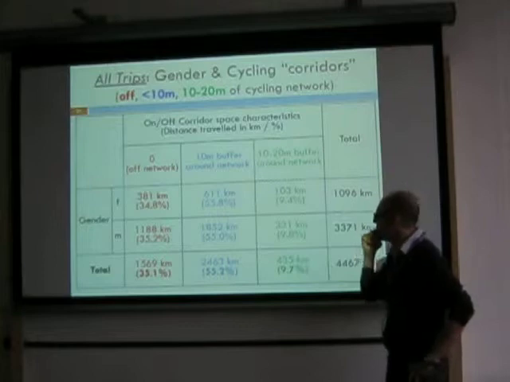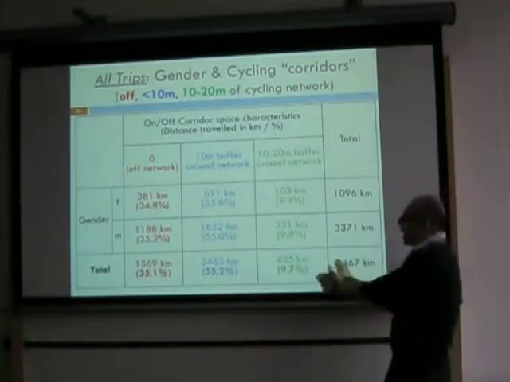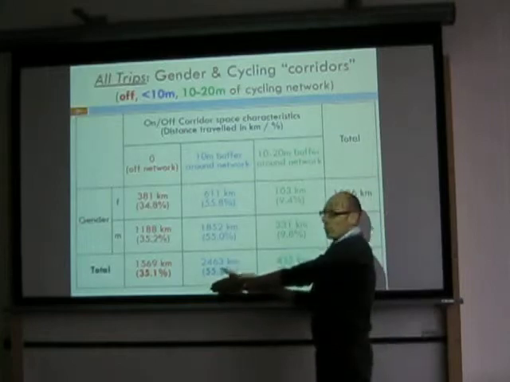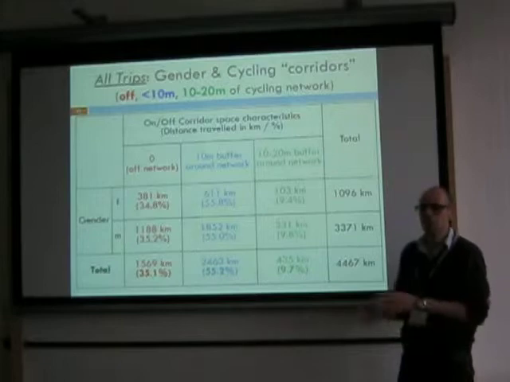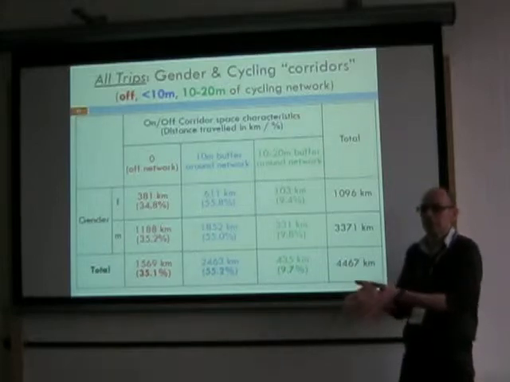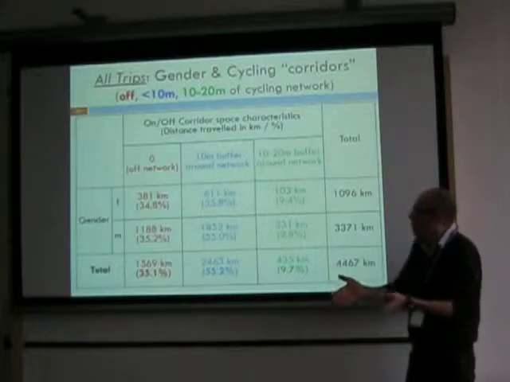We'll discuss it. The green ones are very close to the network, so they could be allocated to the cycling network. So this increases to about 64%. So two-thirds of the trips are within the cycling network, one third is outside. This is track data, this is what it will actually do.